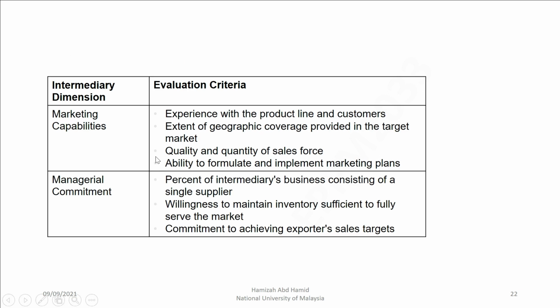Another dimension is marketing capabilities. Yeah, this is the experience with product line, customers, and knowledge and the extent of geographical coverage provided in the target market. Boleh baca sendiri, tapi dia lebih kepada kemampuan pemasaran intermediary tersebut. Yang penting lagi adalah managerial commitment. This is the percent of intermediaries business consisting of a single supplier and their willingness to maintain inventory to fully serve the market and commitment to achieve exporters target sales.